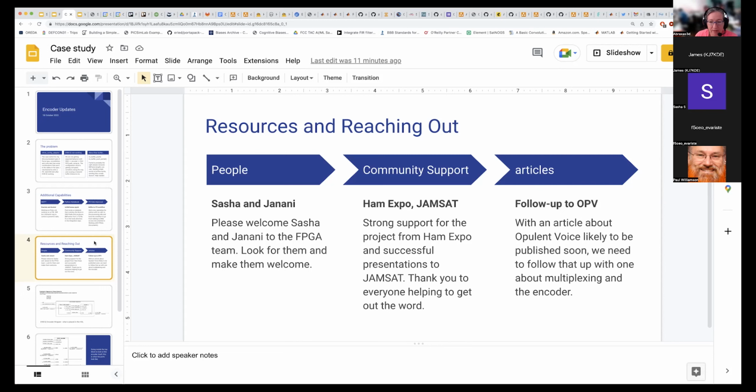And then in terms of articles or papers, we wrote an article about the forward error correction on the uplink for Opulent Voice. This is very likely to be published soon in a national publication. We should really follow that up with one about the multiplexing and the encoder work that we're doing here.